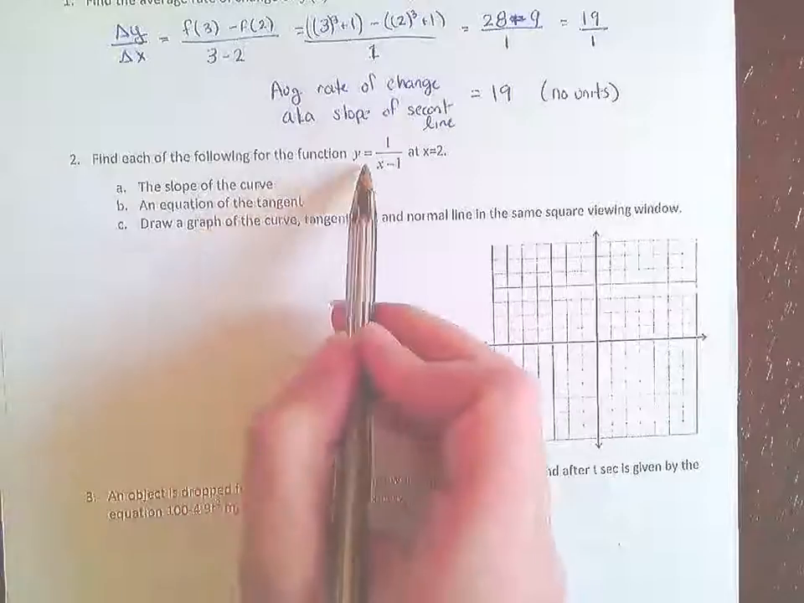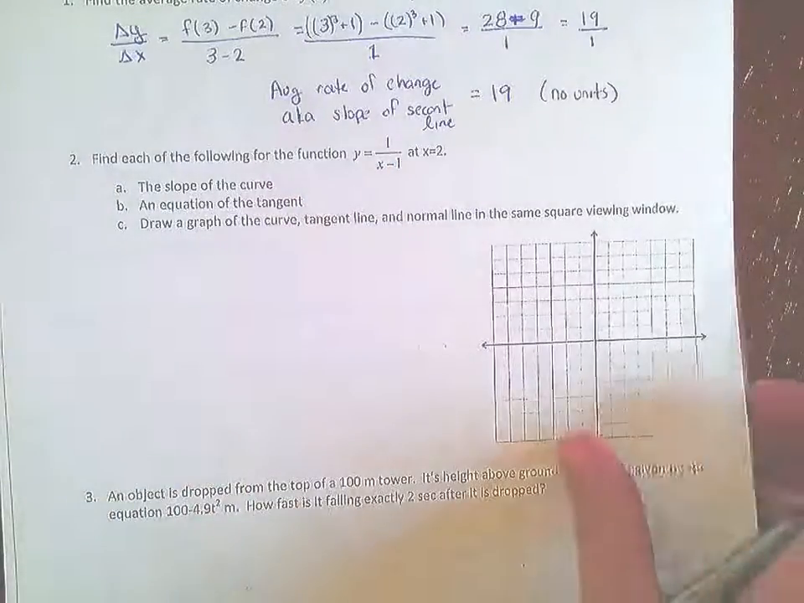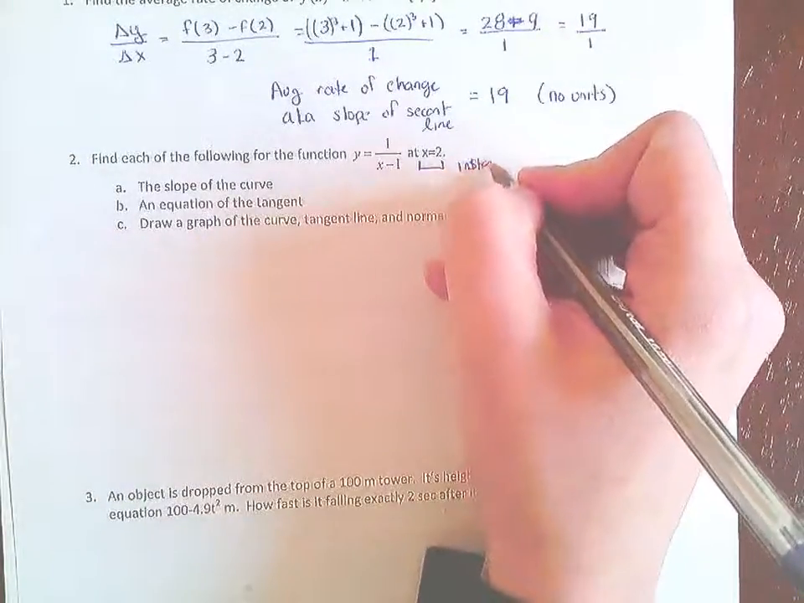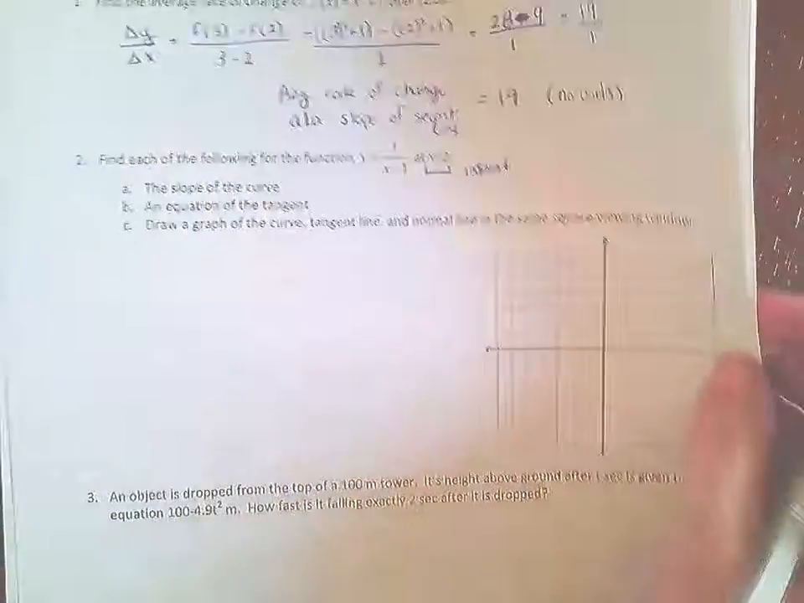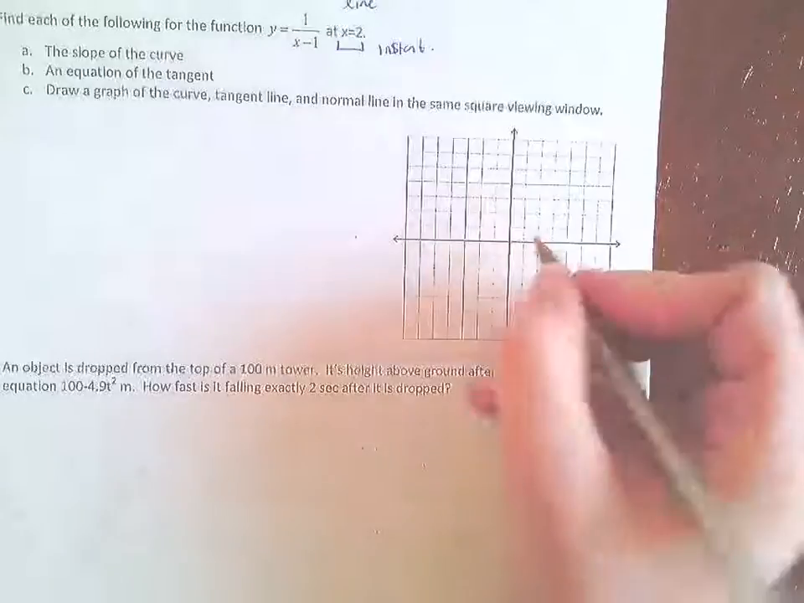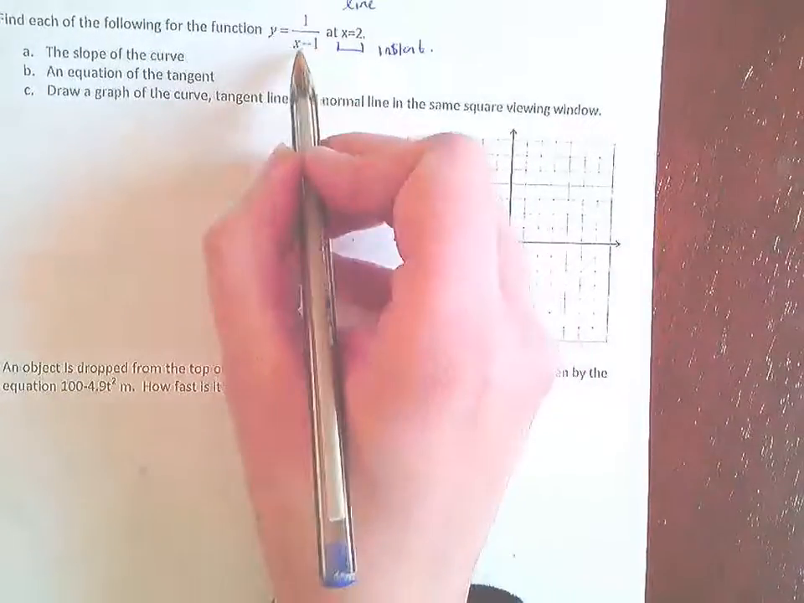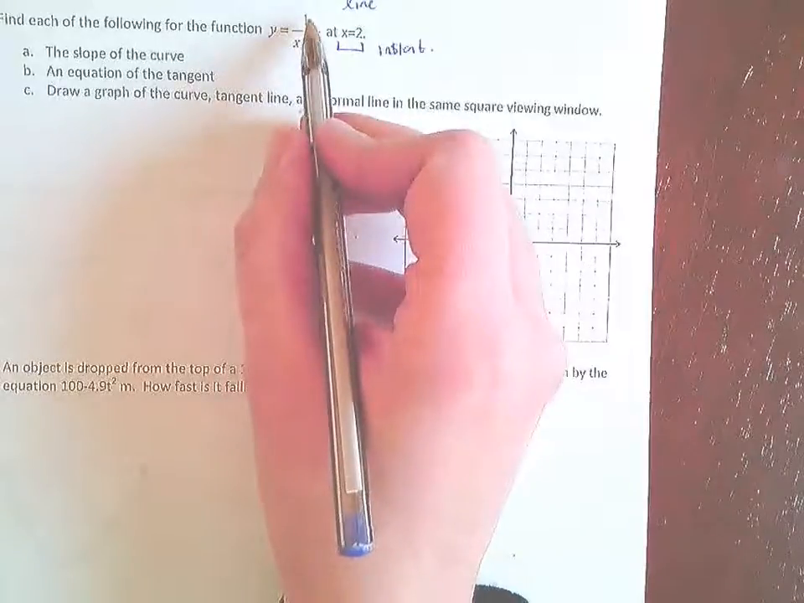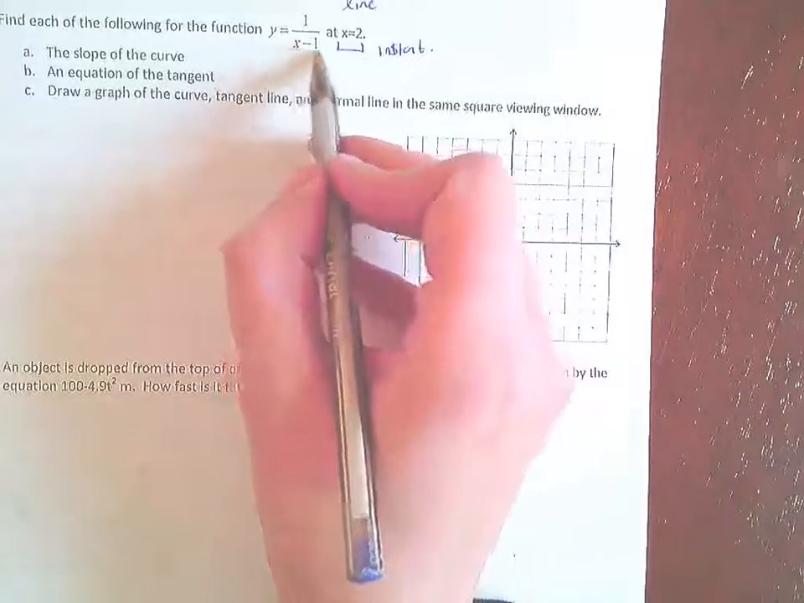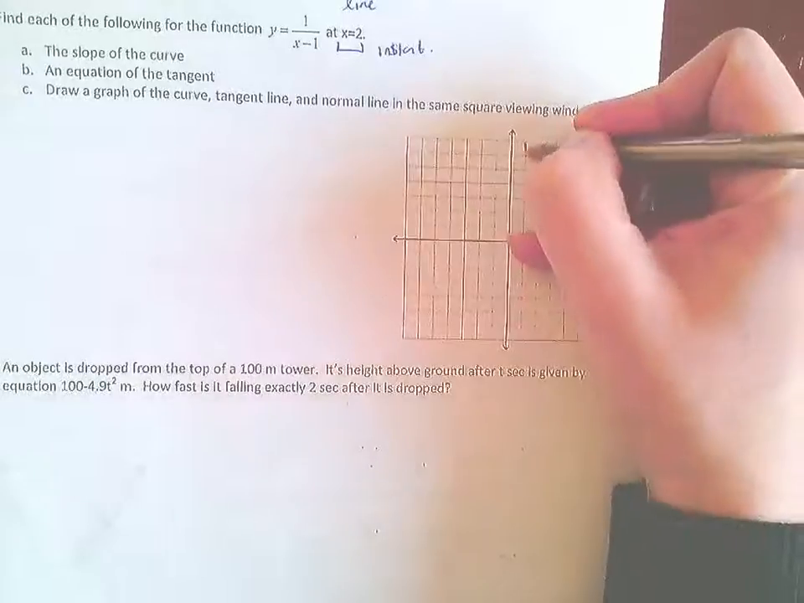All right, second example. Find each of the following for this function. Y equals 1 over x minus 1 at x equals 2. So this right here is the instant, okay? All right, so before I do anything, I want to graph this function. Now this is a rational function, which means it's going to have two branches. The vertical asymptote is at 1, so I'm going to draw a vertical asymptote through 1.